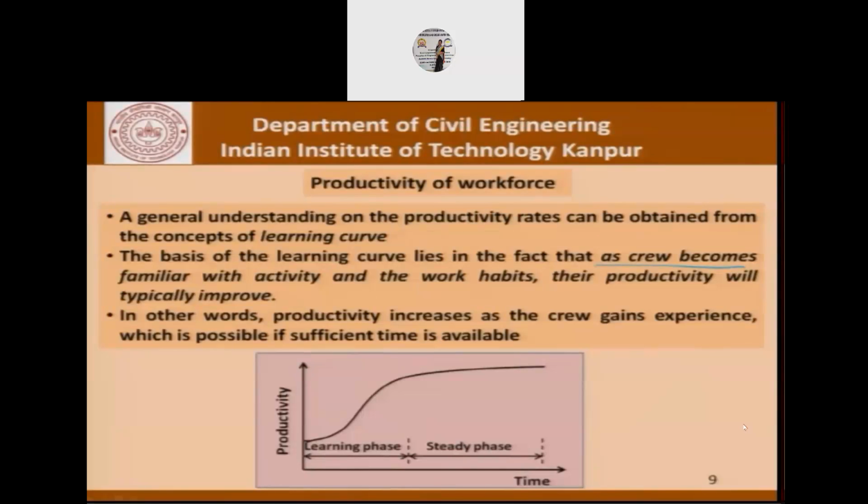Of course, there is a limit beyond which it does not improve. There is a limit to the capacity of each worker. This capacity may be different for different workers, but sure enough, there is a starting point and it goes through a learning phase and a steady phase for each worker. In other words, productivity increases as the crew gains experience, which is possible if sufficient time is available. And in most construction projects, that is indeed the case.